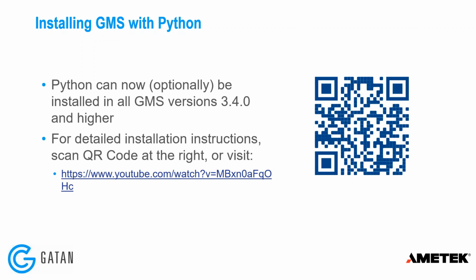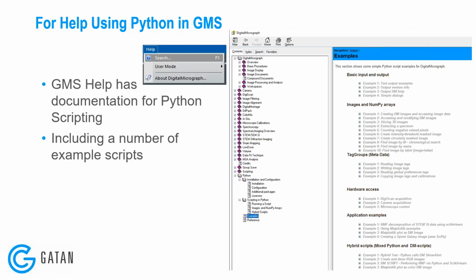Python can now be installed in all GMS versions 3.40 and higher. And if you want detailed instructions for how to install GMS, and including how to install Python, and even how to get started with your first sort of hello world type script in Python and GMS, you can watch the video that I have a link to here and also a QR code. And that's a video we have on YouTube right now. So you can go watch that and learn how to get started.